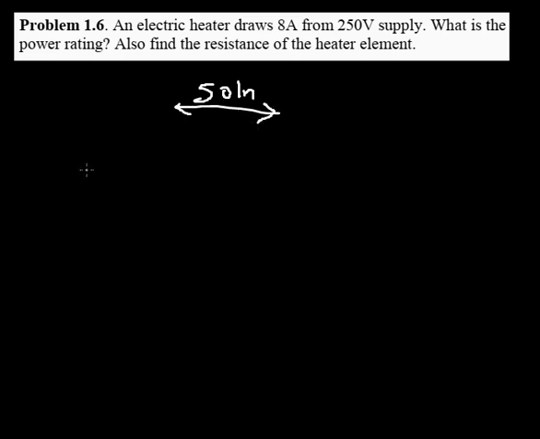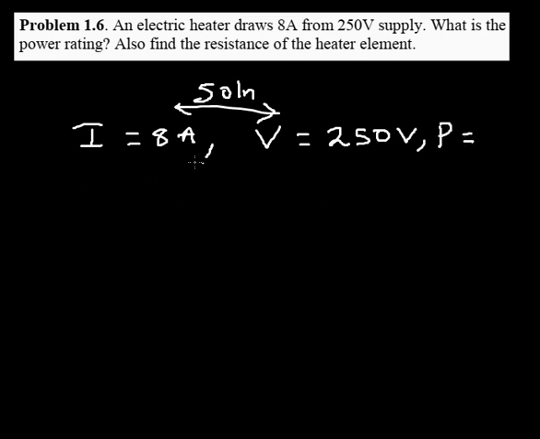Okay, so now let me write the parameters. It's always ideal that you write parameters so that you know the formula to use. I was given current, and that current is 8 ampere, and of course the supply voltage I was given to be 250 volts. So now I'm looking for power.